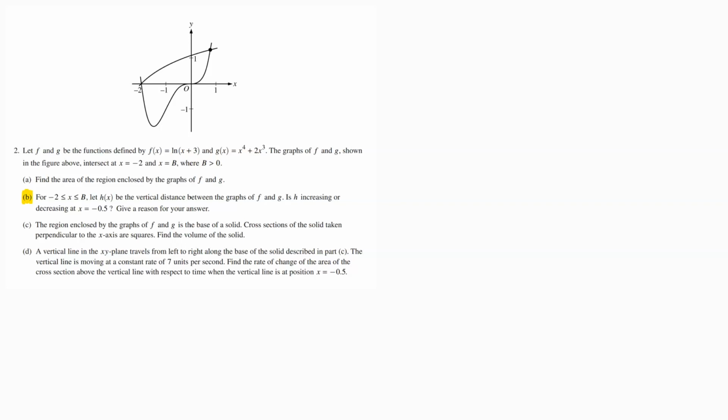So let's dive in. We're being told here that on this given interval, h of x, this new equation, is the vertical distance between graph f and g. And they want to know, is h increasing or decreasing at x equals negative 0.5? As soon as you see somebody talking to you about increasing or decreasing, you know that what you're doing is going to be a first derivative game. Wherever our first derivative is positive, that tells us that our graph is increasing. Wherever our first derivative is negative, that tells us where our graph is decreasing.